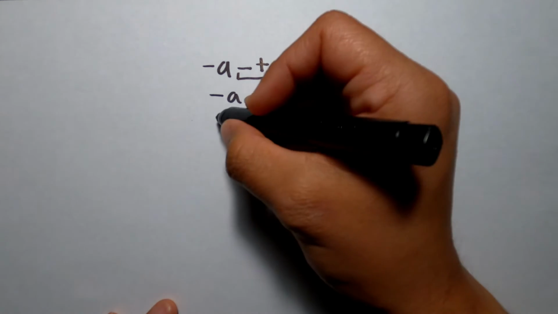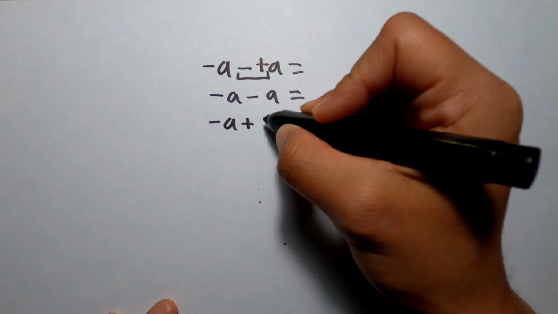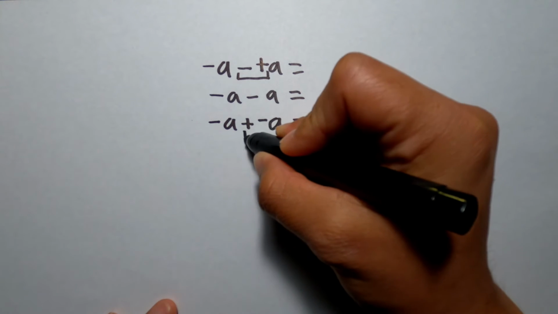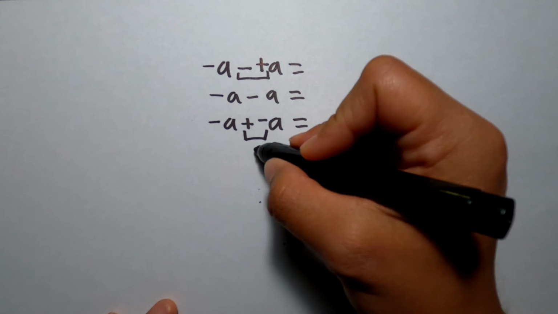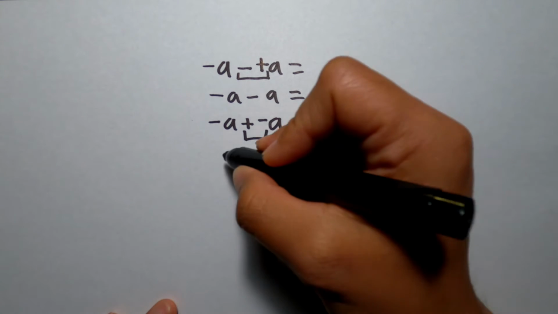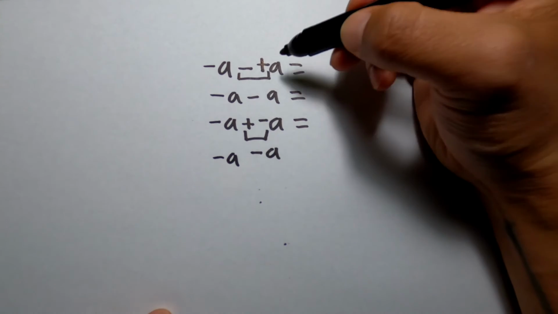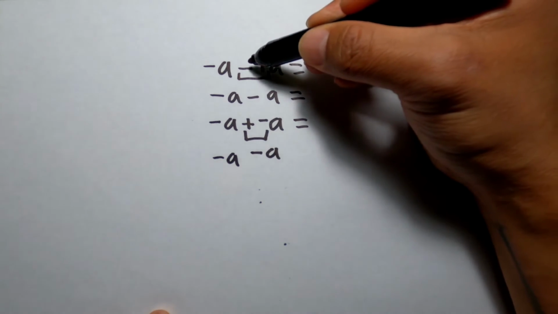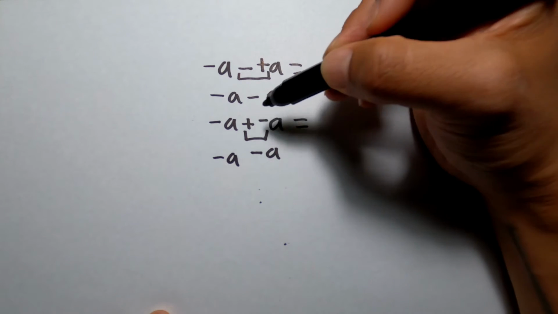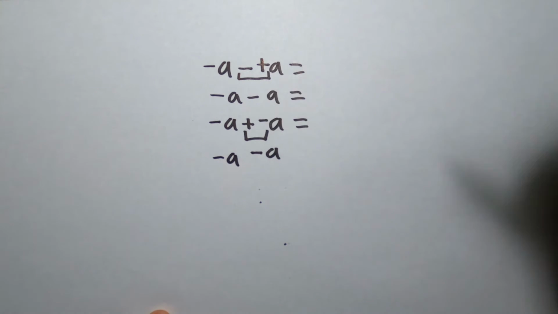So now let's say we have a negative a, or negative some number, plus a negative number. This operation will become a negative. So minus a, negative a minus a. And what we've noticed from here is whenever we have a minus and a positive, or a plus and a negative, they both will become minuses.